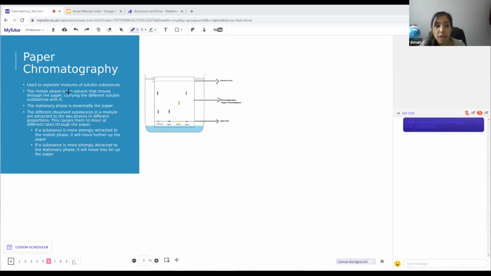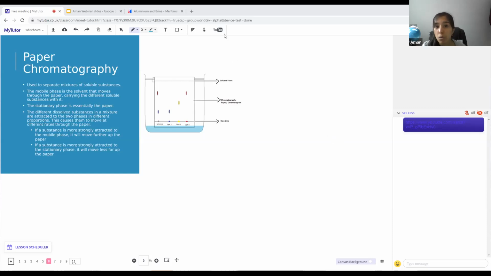So the mobile phase is the solvent that moves through the paper, carrying the different soluble substances with it. So for example, in this picture over here, the solvent is the water. So the mobile phase will be the water carrying those different chemicals through the paper. The stationary phase is the paper itself. So we've got the mobile phase, which is what's moving. So essentially the dye is moving with the water up the paper. And the stationary phase is what stays still, so the paper will stay still.